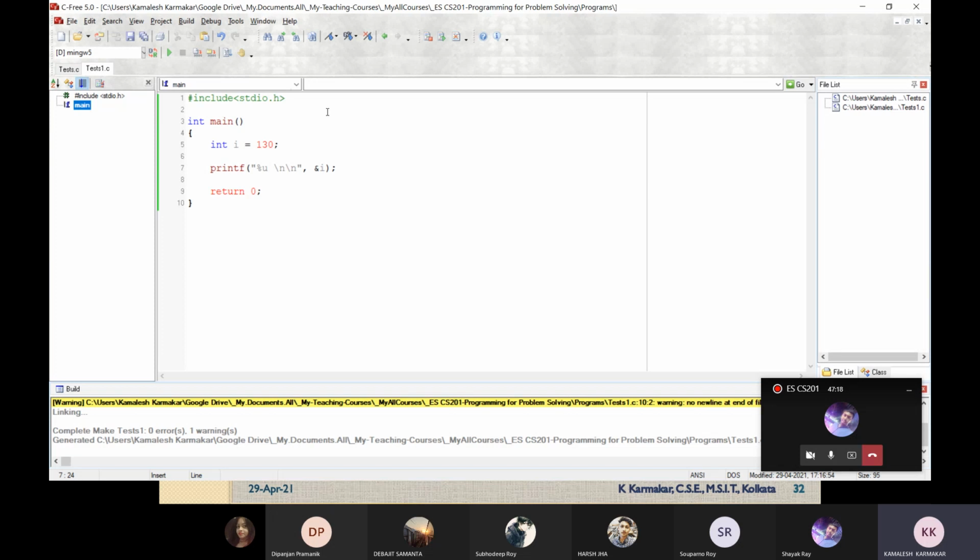Any doubt? No, sir. So I'm printing here the address of i. Now why am I using %u? The value looks like an integer, but why am I using %u?